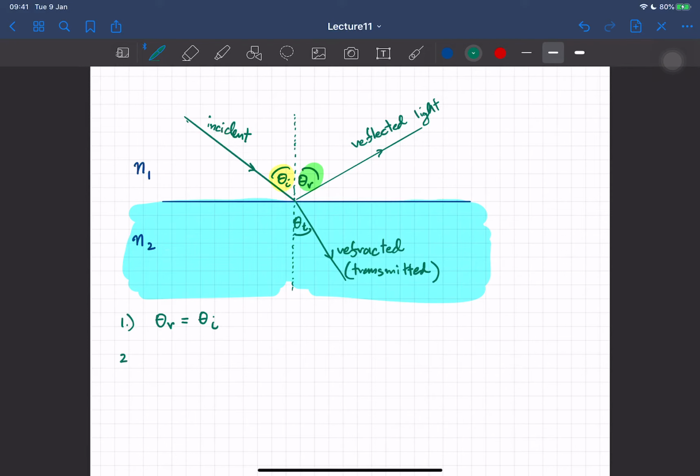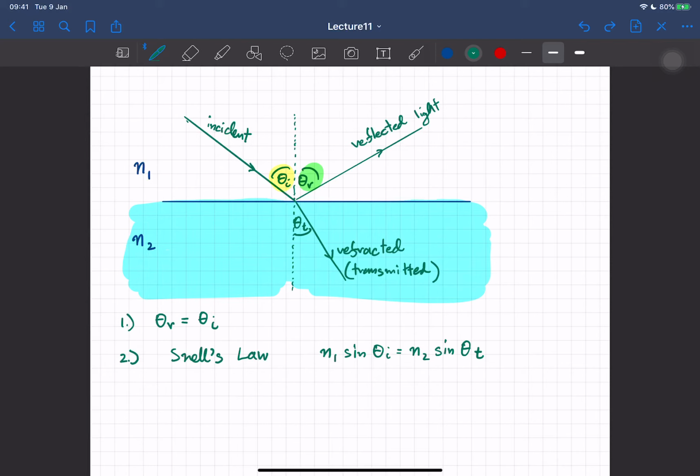The second one is the relation between theta I and theta t. And that's what we call Snell's law. S-N-E-L-L, Snell's law. And it says that n1, which is the index of refraction of the incident angle side, times sine of theta I equals n2, the index of refraction of the refracted side, times sine of theta t. So if you know the value of n1 and n2, and if you know the value of theta I, then you can calculate theta t.